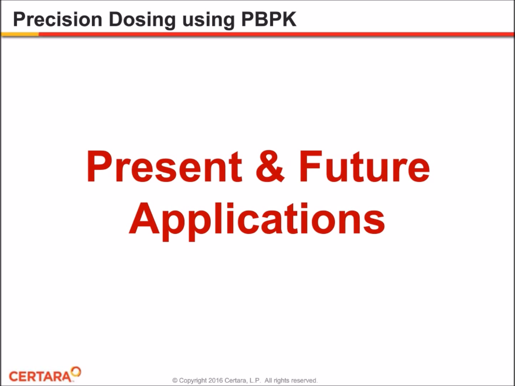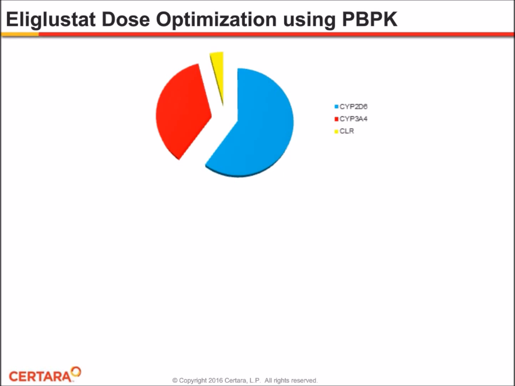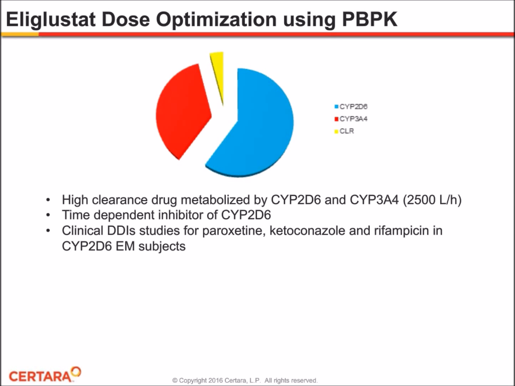So after looking at the generation of the right kind of population and what kind of properties you need to look into in order to look at the right dose, we'll look at certain present and future applications. So here we have an example of eliglustat. I had mentioned eliglustat in my first slide, when the FDA classified eliglustat as a personalized medication, because based on the labeling information, the dose needs to be adjusted as per the phenotypic status of CYP2D6 and 3A4 in the population or the patient in which the drug is being administered.